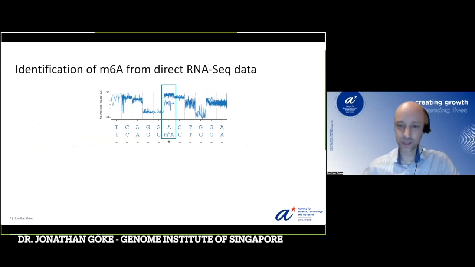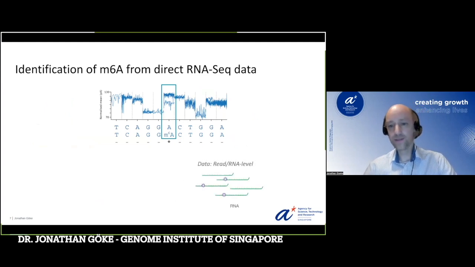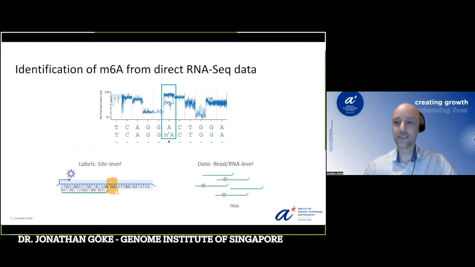So that brings me back to what I've shown previously. Now we have the data for individual RNAs, for individual reads, but the label that we can use for training any supervised method is still at the site level.